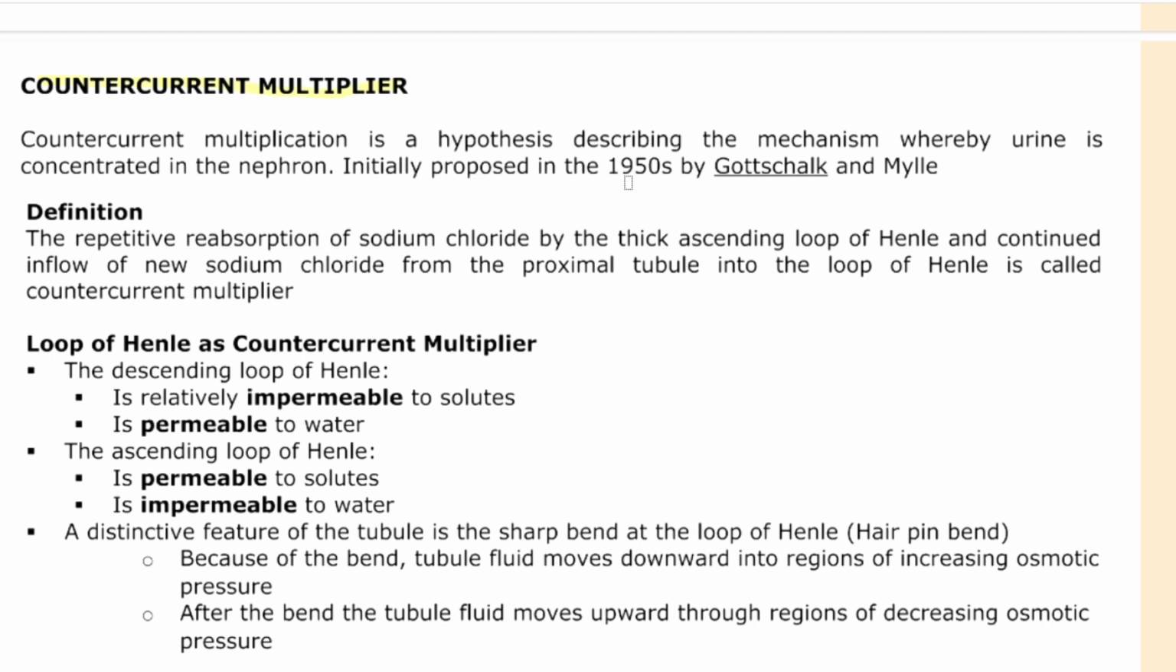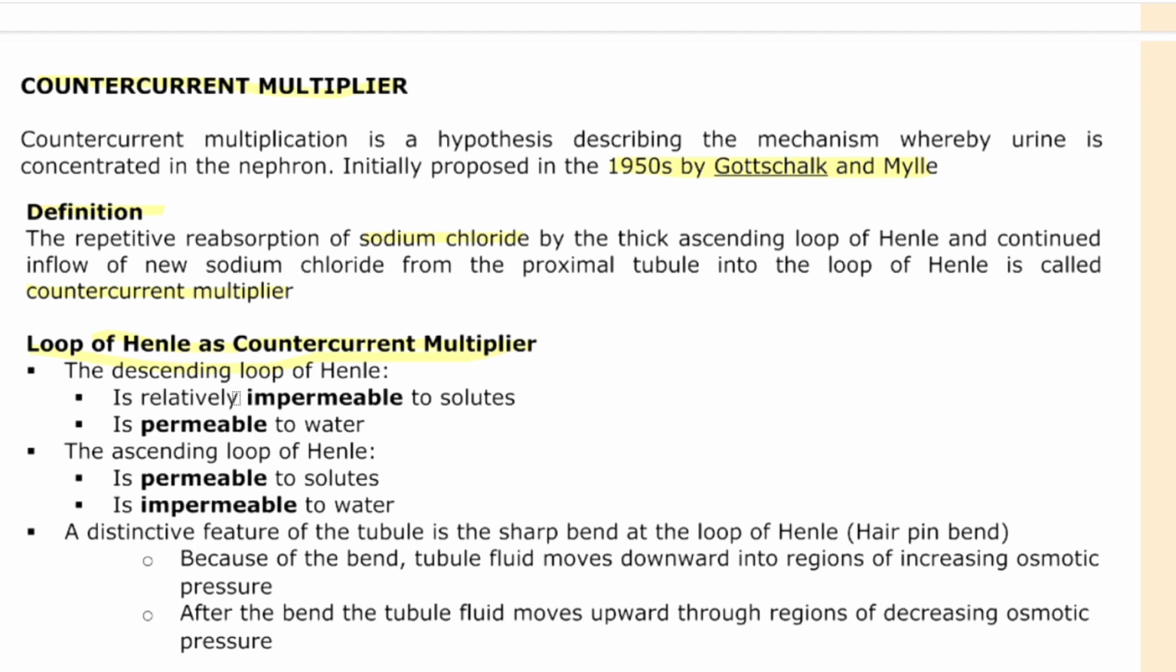Initially proposed in the 1950s by Gottschalk and Mylle. Definition: the repetitive reabsorption of sodium chloride by the thick ascending limb of Henle and continued inflow of new sodium chloride from the proximal tubule into the loop of Henle is called the countercurrent multiplier. Loop of Henle as a countercurrent multiplier.